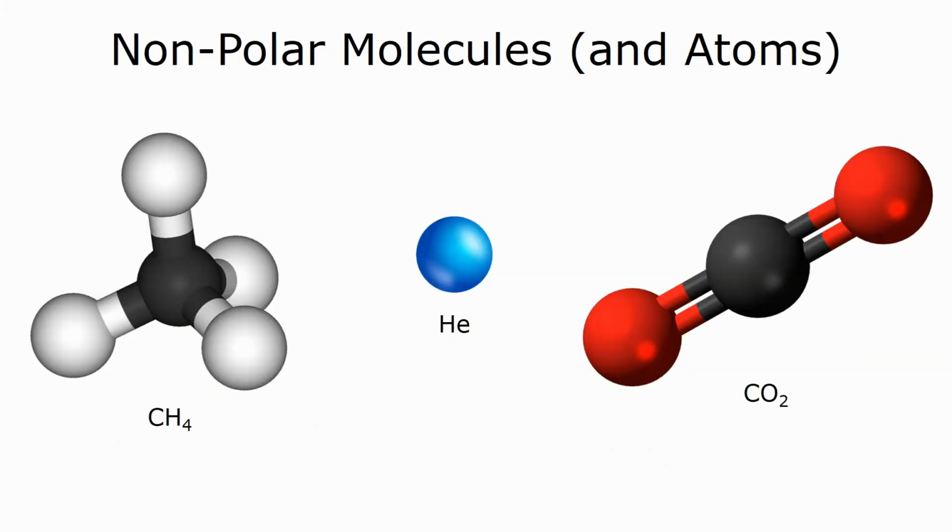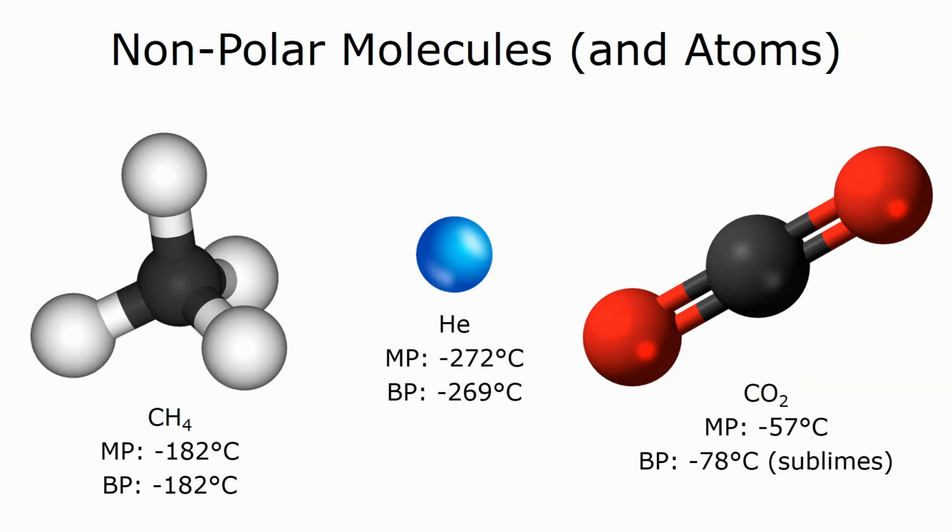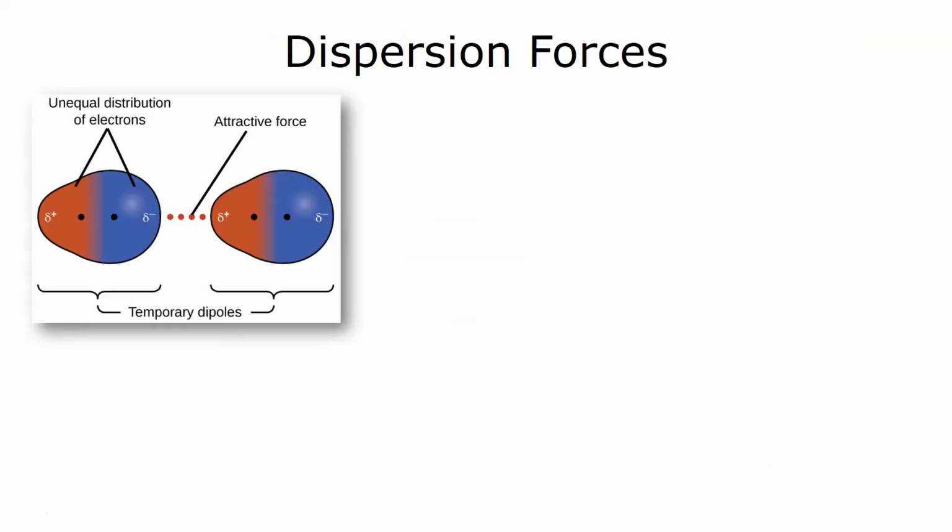But what about our non-polar molecules, and say our atoms? How do they stick to each other? Well, just because they're non-polar doesn't mean they exhibit no attractive forces. And we know that they have to eventually attract each other because they do have melting points and boiling points. Extremely low, but they do occur. So how does this happen? Well, this occurs through dispersion forces.